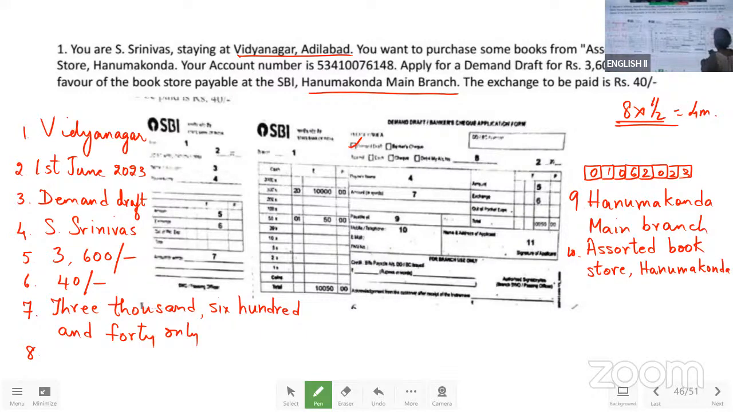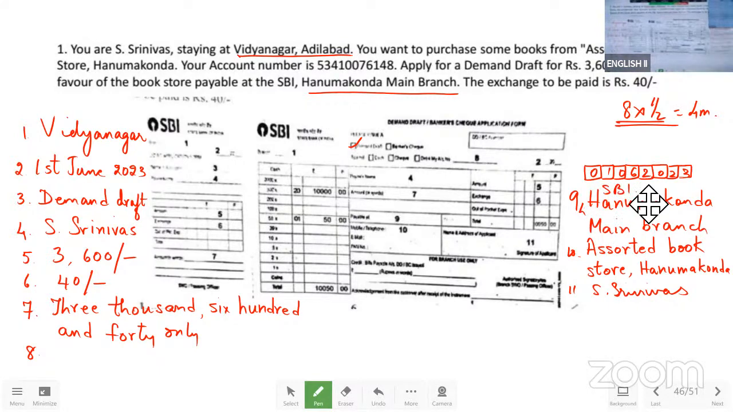Then the 11th one is your signature. S. Srinivas. That's how. Did you all understand, children? It's only in demand draft that you have 2 branches. Keep this in mind. When he says you are staying at Vidyanagar, Adilabad, that becomes the first answer, the branch. And payable at is SBI Hanamkonda main.